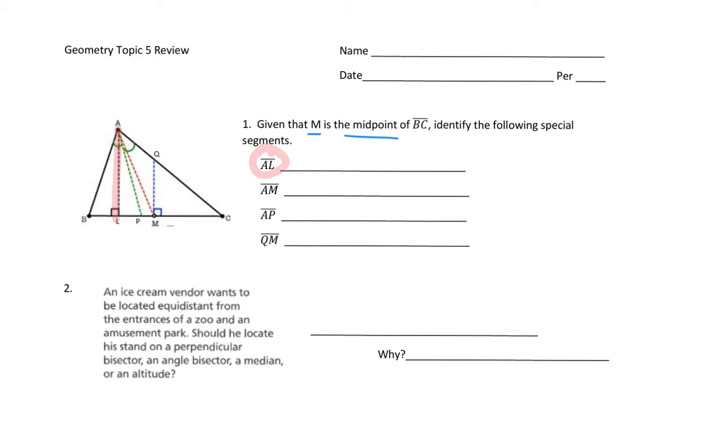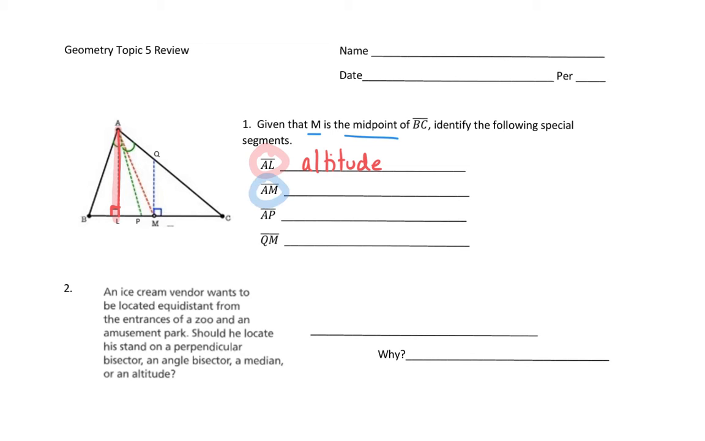AL goes from the vertex to the opposite side there, and it does that with a nice right angle. So we have to think what segment makes a right angle, which means perpendicular, and goes to the vertex. Well, that would be called the altitude, also known as the height of the triangle. So AL is your altitude.